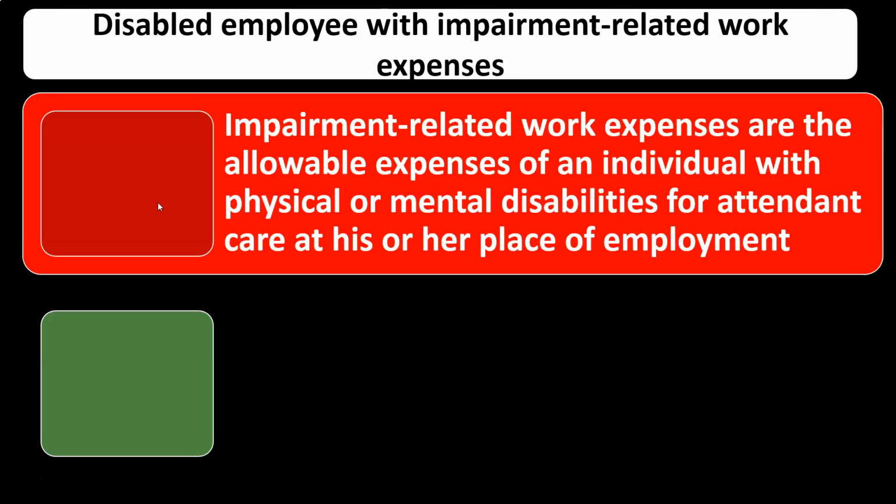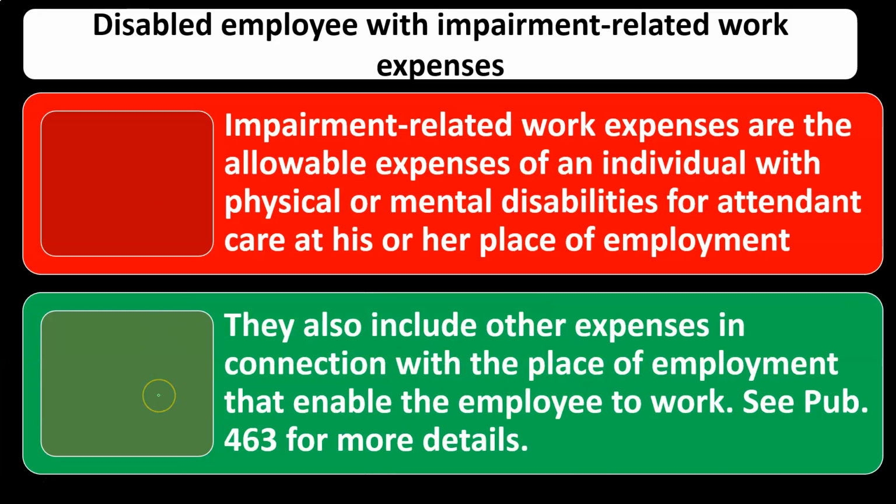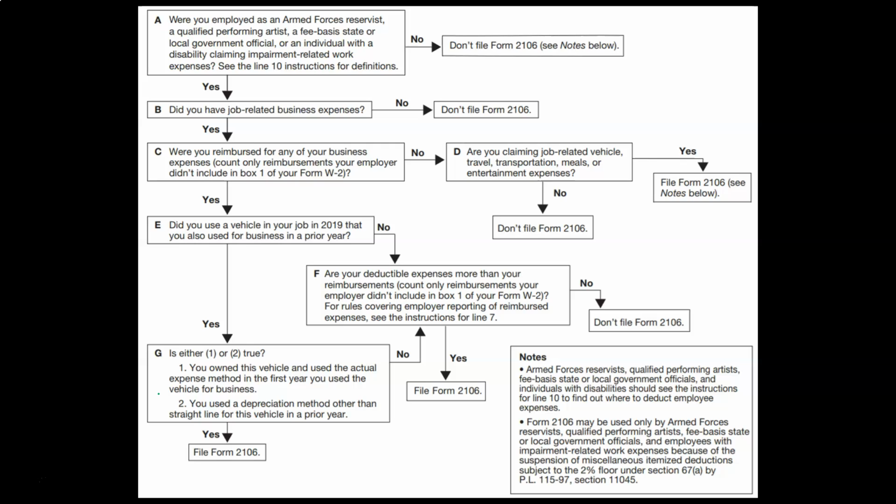So disabled employees with impairment-related work expenses. Impairment-related work expenses are the allowable expenses of an individual with physical or mental disabilities for attendant care at his or her place of employment. So that one would make sense. So they also include other expenses in connection with the place of employment that enable the employee to work. And you can see more on Publication 463 for more details there.